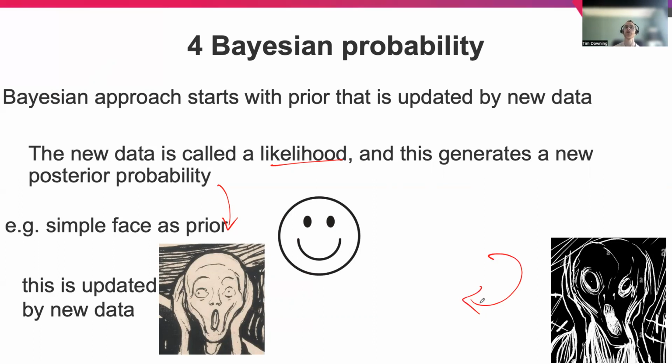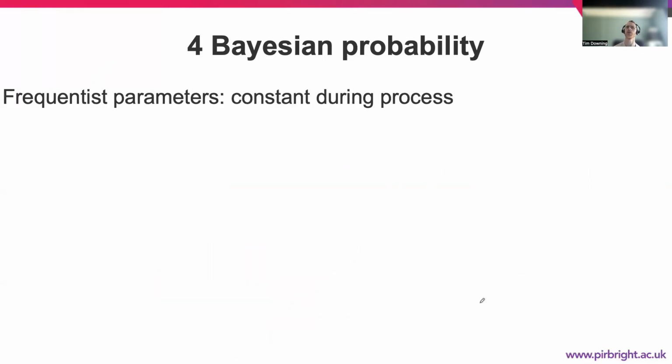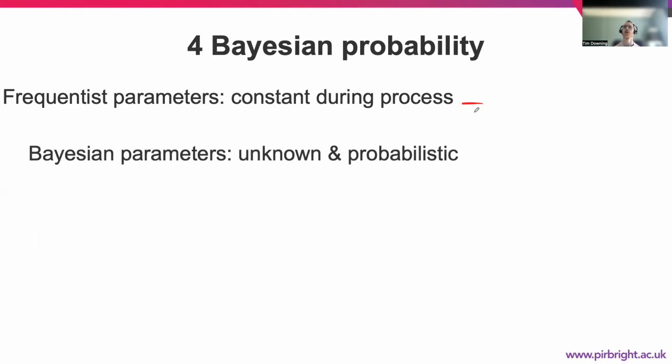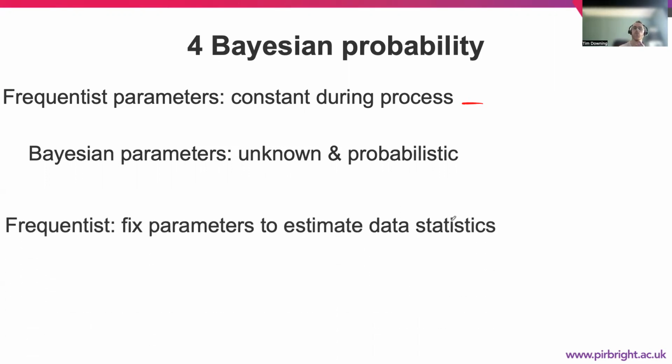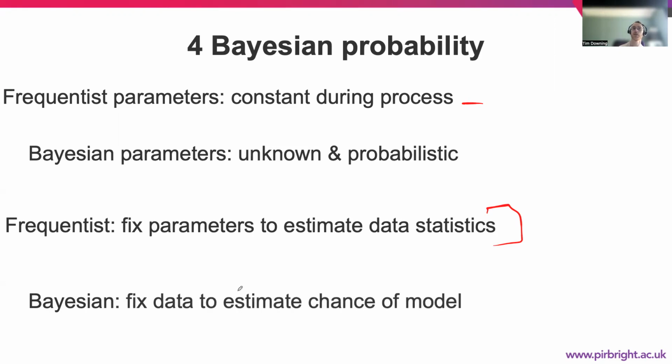What we consider with Bayesian approaches is that they're different from frequentist approaches because frequentist approaches assume that the parameters are constant during the process, whereas Bayesian parameters may not need to be known specifically. They can be probabilistic, or indeed we can estimate the features associated with a parameter that is not yet specifically known within a process. Typically with frequentist approaches, we're looking at fixing parameters to estimate a statistic, whereas with Bayesian approaches, we're trying to fix the data to estimate the chance of a model. And therefore, you may be comparing between different models to see which one is most likely given the data we have so far, and that data might change.